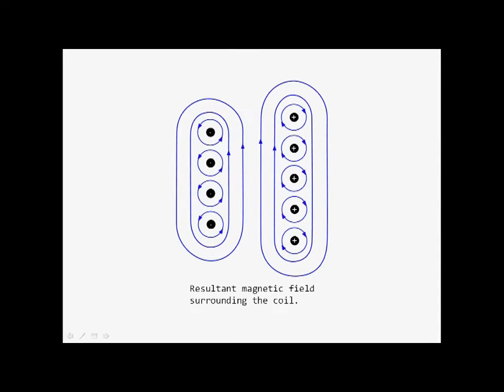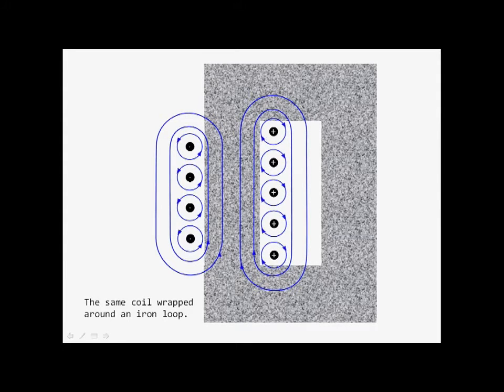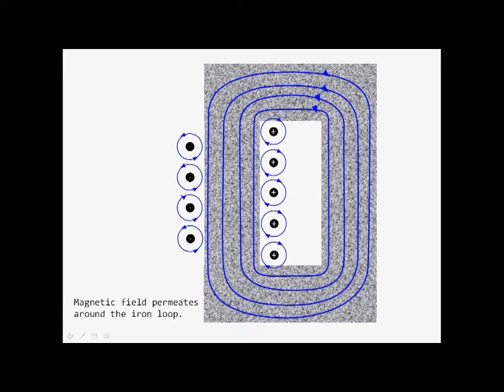What we can then do is wrap this coil around an iron core instead, or a loop of iron. Now when we do this, because magnetism passes through iron much better than it does through air, we actually find that the magnetic field is constrained within the iron core. It permeates the iron core. Permeates just means travels through, basically. Iron can be several thousand times better at conducting a magnetic field than air.